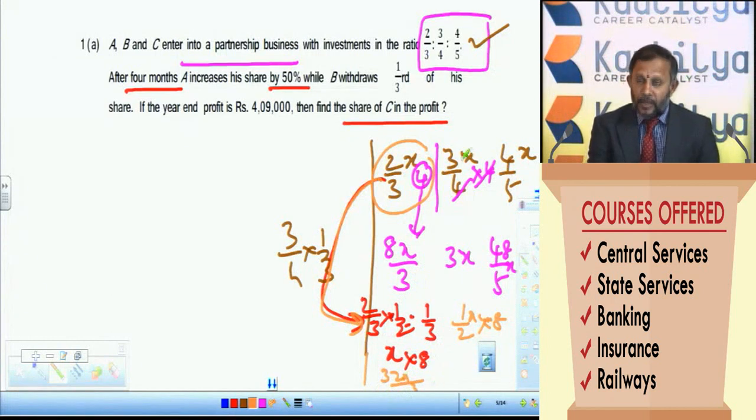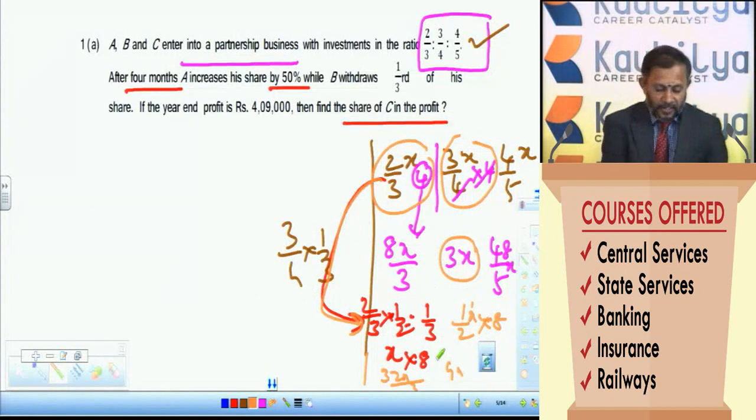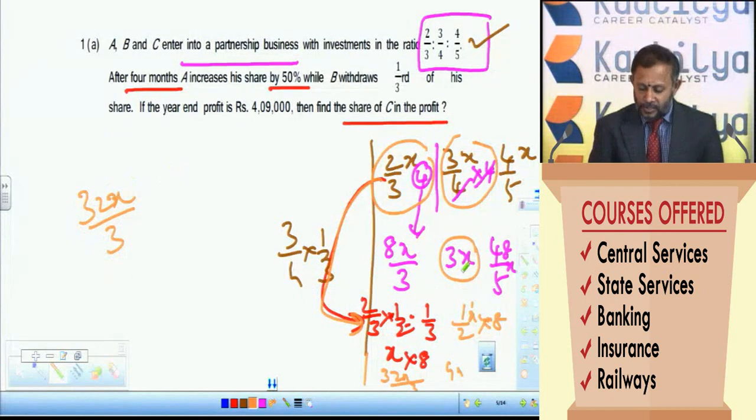Next, about B, 3 by 4x into 4 is 3x, and this is for the first 4 months. For the remaining 8 months, that is reduced by 1/3. 3 by 4 into 1 by 3 is 1/4, so 4x. So 4x plus 3x is 7x. So the total share of A is 32x by 3, and the total share of B is 3x for the first 4 months and then 4x for the remaining 8 months, so 3x plus 4x is 7x.